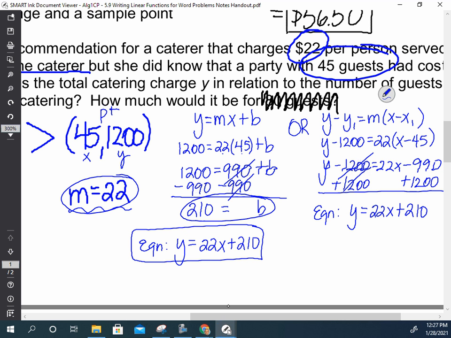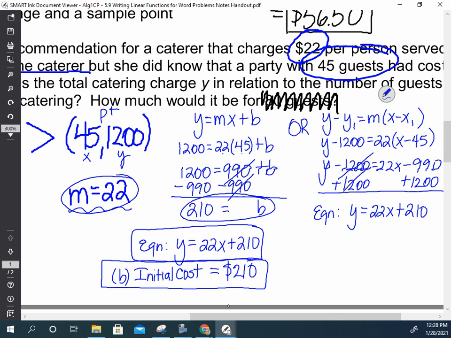So now you can answer the rest of the problem. So how much was the initial cost? Initial cost is your y-intercept. What's the y-intercept? 210. So that means even if nobody eats, they still got to pay them $210. That's if nobody eats.